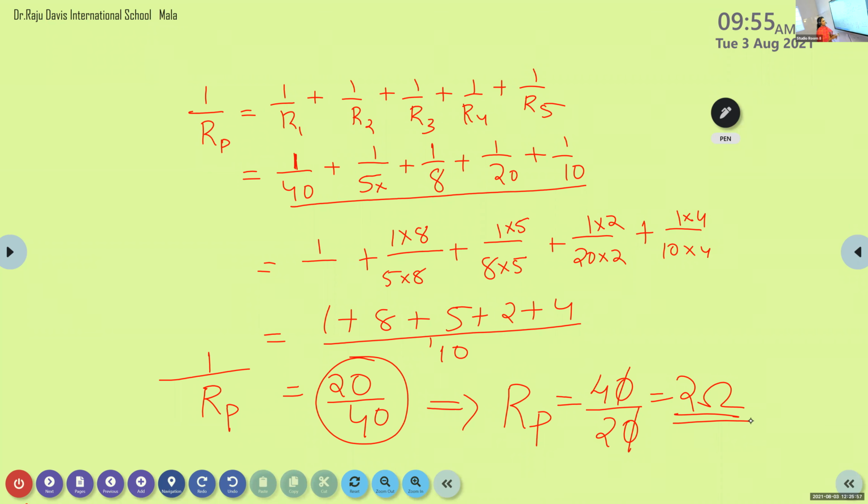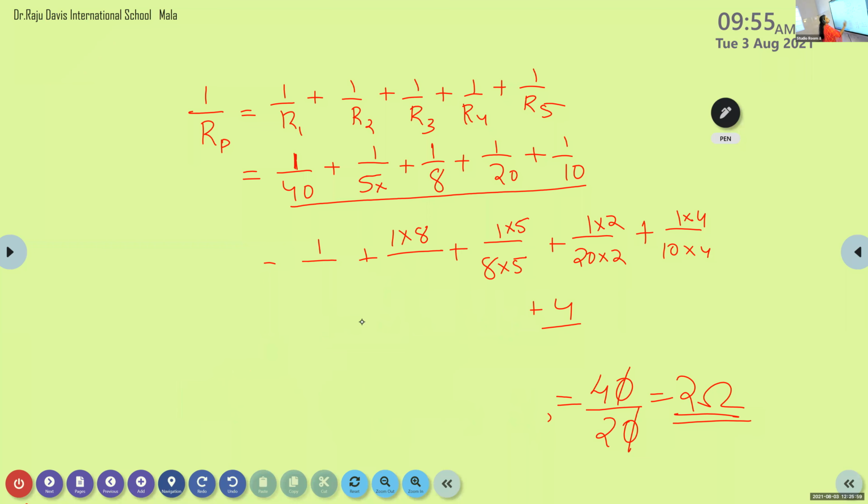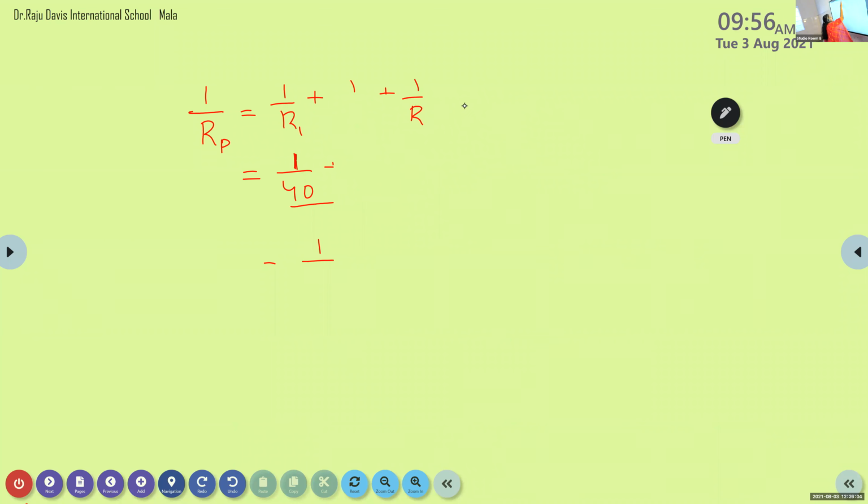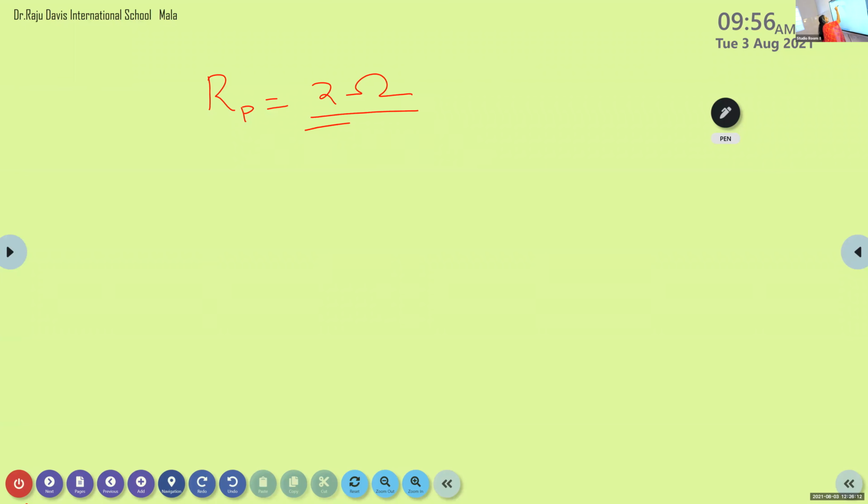Okay. Now we can calculate the current through each resistor. So here the total resistance is over. The total resistance of the parallel combination is 2 ohm, right? Then we need to calculate the current through each resistor. How can we calculate the current through each resistor?